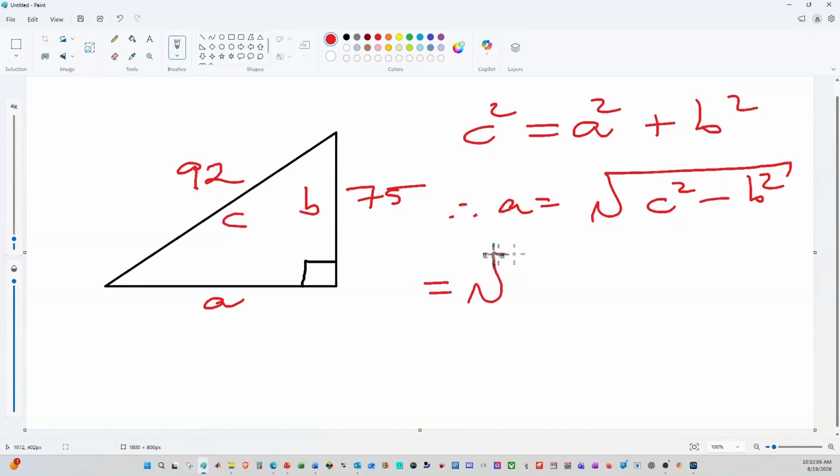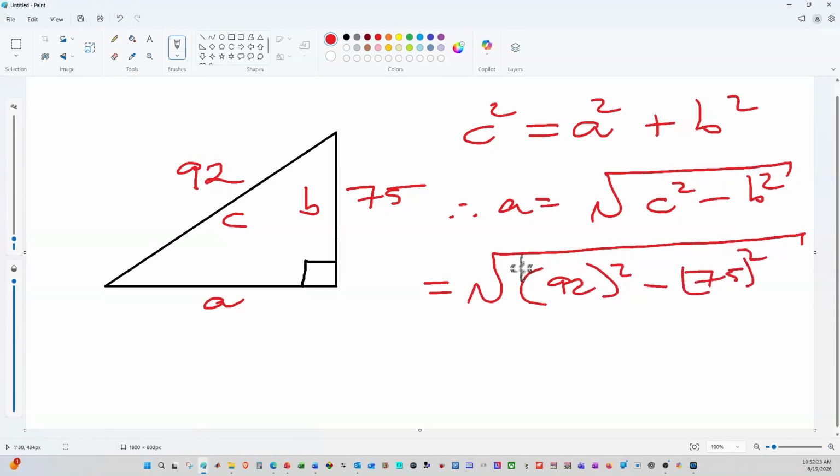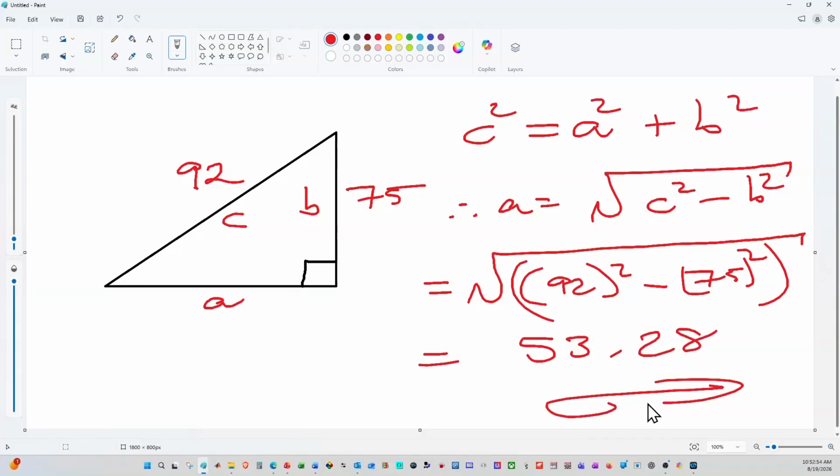In our case, that's going to be the square root of 92 squared. Now let's rather put the bracket on the outside of that one. Let's do it like that: 92 squared minus the 75 squared. When you're using a calculator, I just like to put the brackets inside so that we don't make any calculation errors at all. And that is going to give me an answer of 53.28 units, whatever the units that you are going to work with.